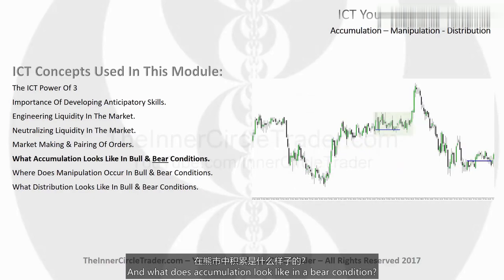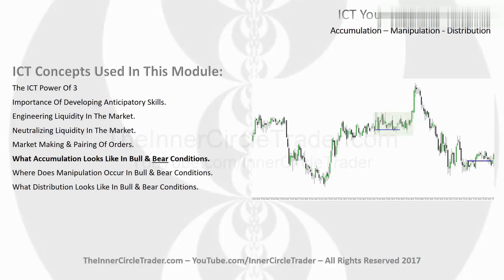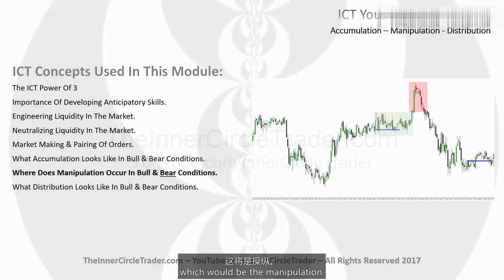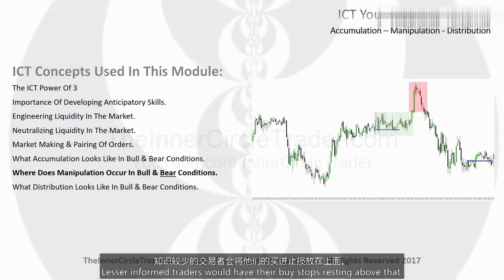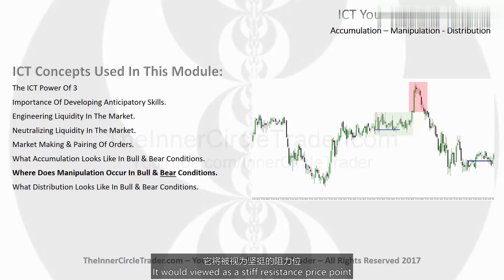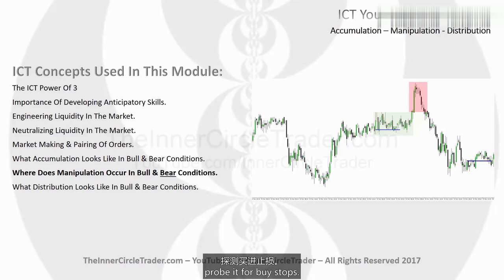Okay, and what does accumulation look like in a bear condition? We have a consolidation and price moves higher, which would be the manipulation. Now, if you look at the left side of the chart, you see a double top. That's exactly where what? Buy stops would reside. Lesser informed traders would have their buy stops resting above that. It would be viewed as a stiff resistance price point, and those levels are too clean. The market will, in fact, want to go through there and probe it for buy stops. Those buy stops are going to be triggered.